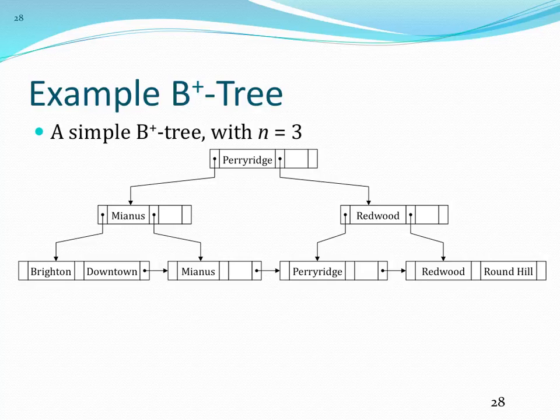Round Hill is greater than Redwood, so I follow the right pointer, and I end up in this leaf, and I linearly scan through, or I could binary search because the records are in search key order, and find Round Hill. If I want to find downtown, well, it's the same thing. It would be less. I'm trying to think of a good one. Yeah, Perry Ridge would be a good one. It's equal, so I follow the right pointer. And I go to Redwood, and Perry Ridge is less than Redwood, so I follow the left pointer, and I end up in the node with Perry Ridge. And so forth. Okay? Any questions?